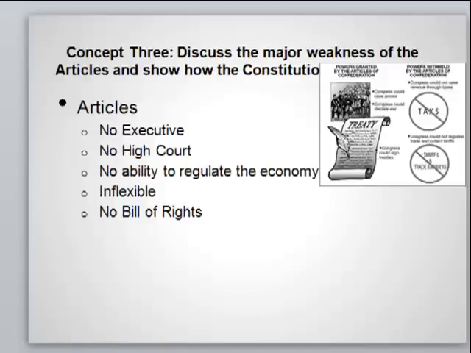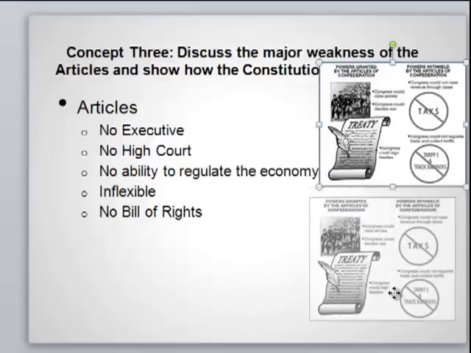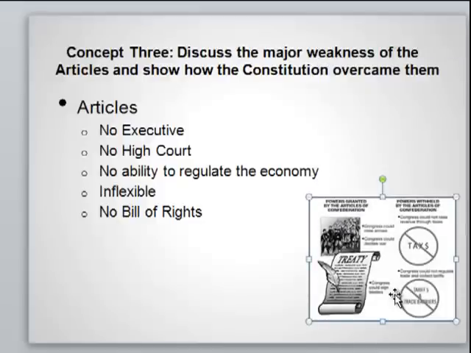What we're going to do today is look at the weaknesses and then look at how the Constitution overcame these weaknesses.